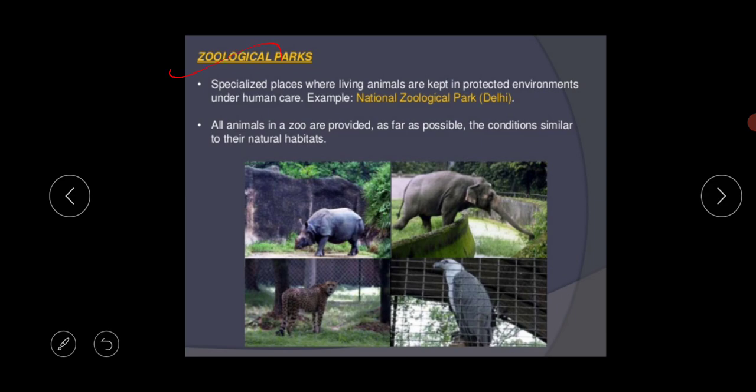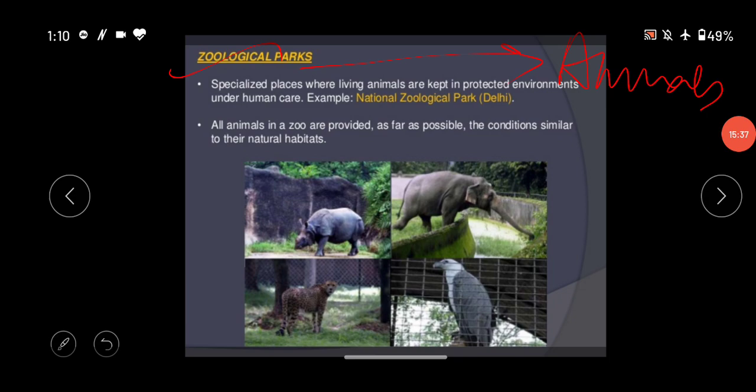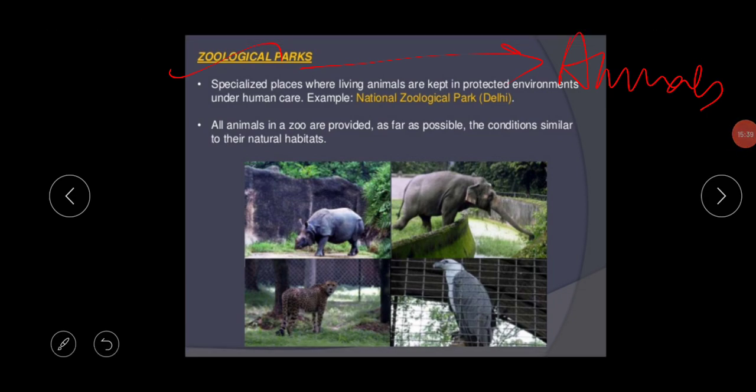Next are the zoological parks. This is applicable to animals, not to plants. These zoological parks or zoological gardens are enclosed areas or parkland where animals are kept in open enclosures instead of cages. These are specialized places where living animals are kept in protected environments under human care.